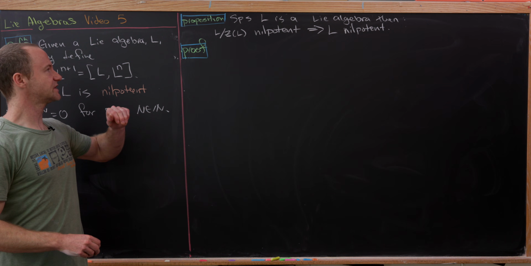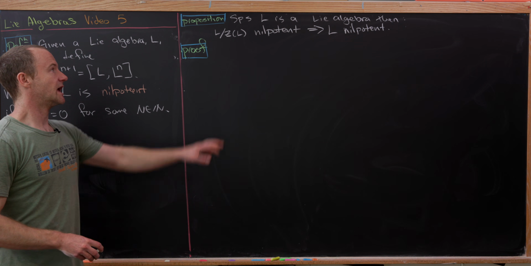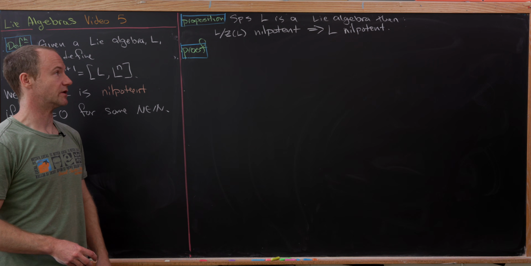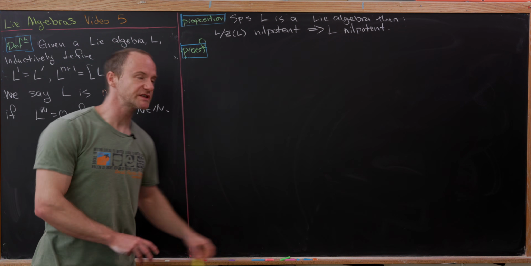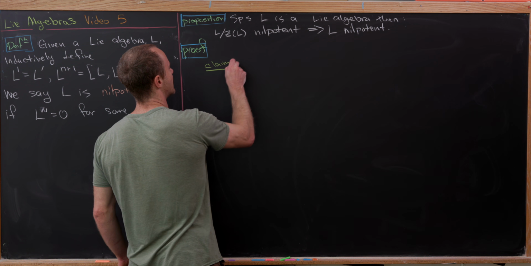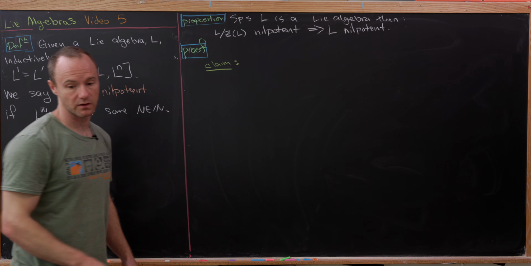And now we're going to finish the video with the following result, and that is if we've got a Lie algebra L and L mod the center of L is nilpotent, then that implies that L is nilpotent. And we're going to start this off with a claim that's pretty similar to one that we used in a previous proposition, and that is the following.